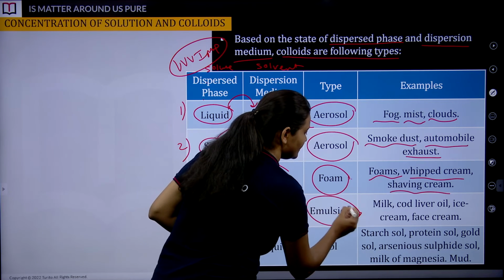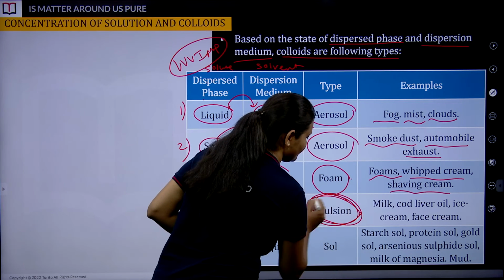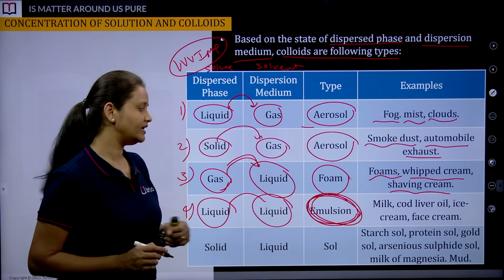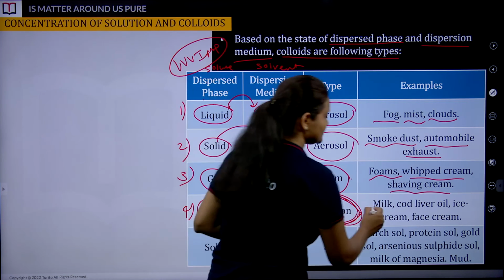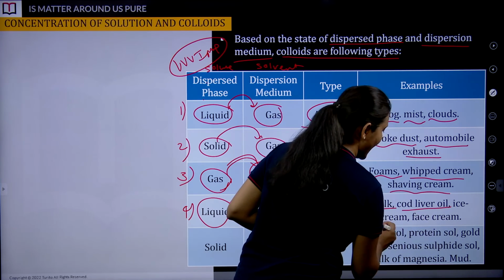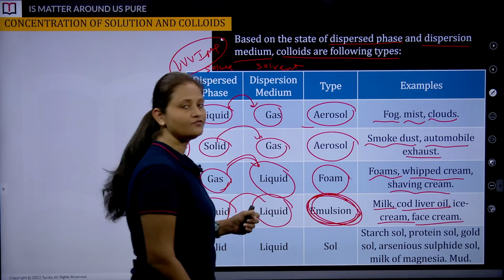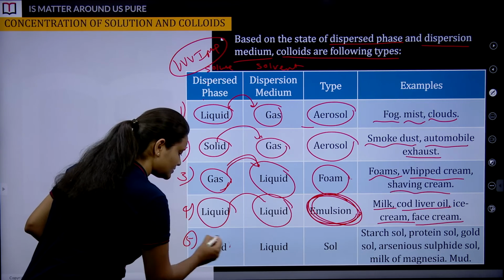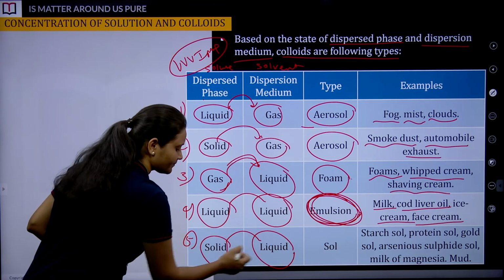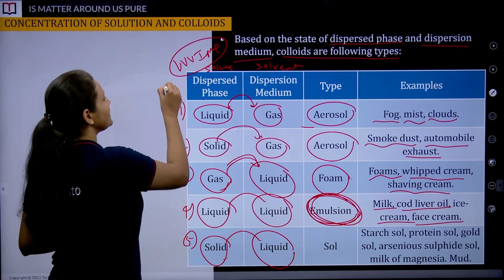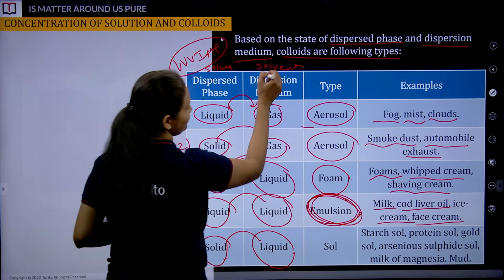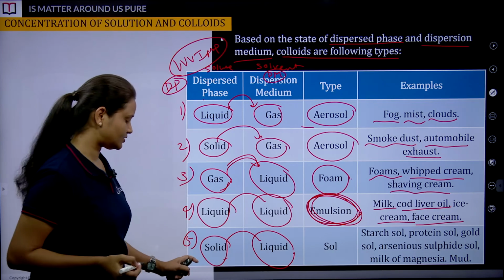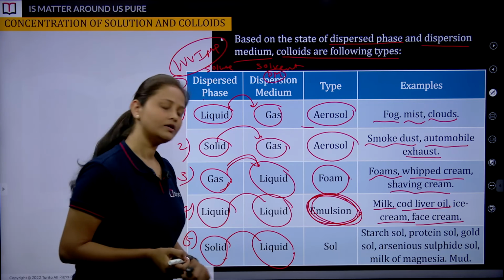It's emulsion. And again I am going to emphasize emulsion because in the next class we are going to talk about emulsion in detail. So what are the examples? It's milk, cod liver oil, ice cream, face cream. These are a few examples of emulsions. Moving ahead, fifth, solid in liquid. For our convenience, I am going to write DP and DM. Dispersed phase is solid and medium is what? Liquid.